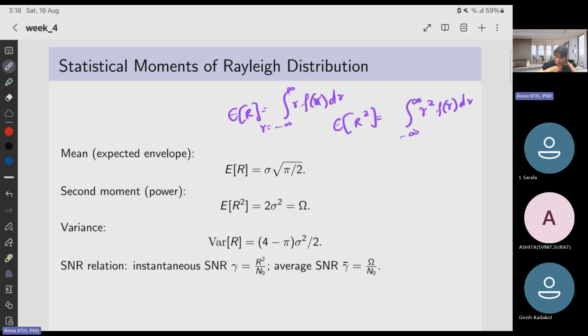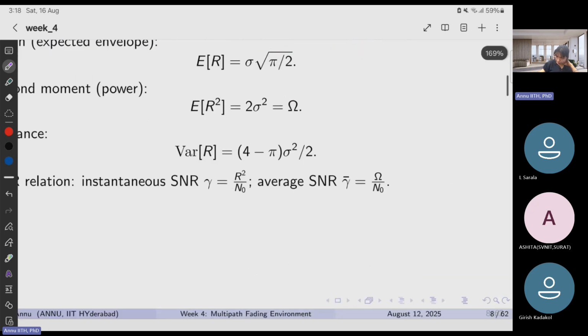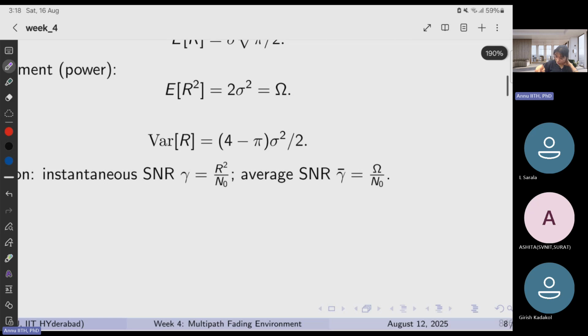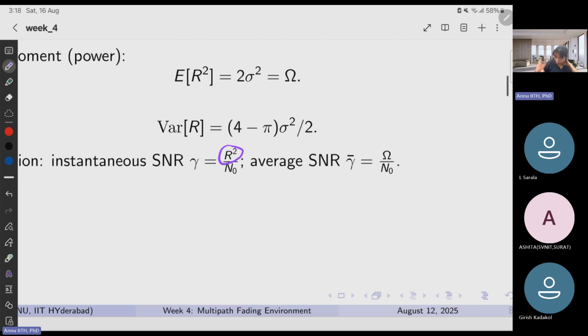SNR relation: instantaneous SNR gamma is equal to R square by N naught. Average SNR is nothing but, since it is average, it is averaged over a particular interval. So if you average this over a particular interval, it will become omega divided by N naught.